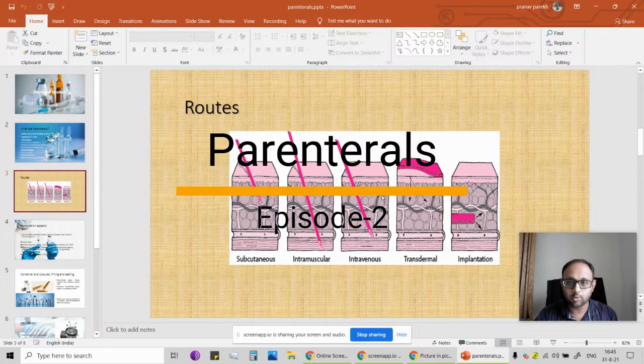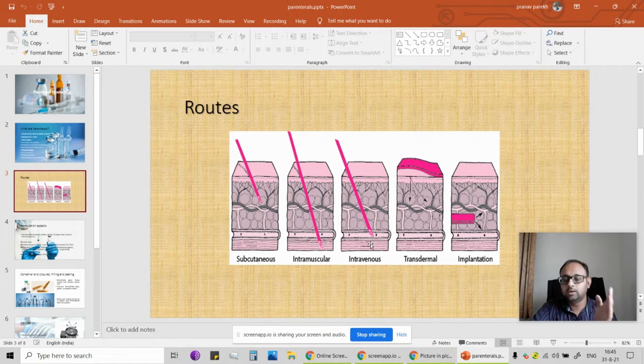Slowly inside the body. So these are different routes or types that we can see as different types of parenteral routes: subcutaneous, intramuscular, intravenous, transdermal, and implantation. Now, apart from that, there are different minor routes also, like intrathecal, inserting into the bone marrow, or inserting into the peritoneal cavity, inserting the drug into the cerebral fluid. So all this includes parenteral route of administration. Let's move to the next slide.